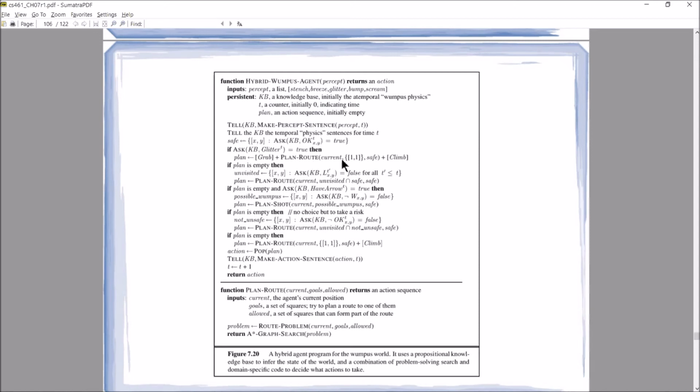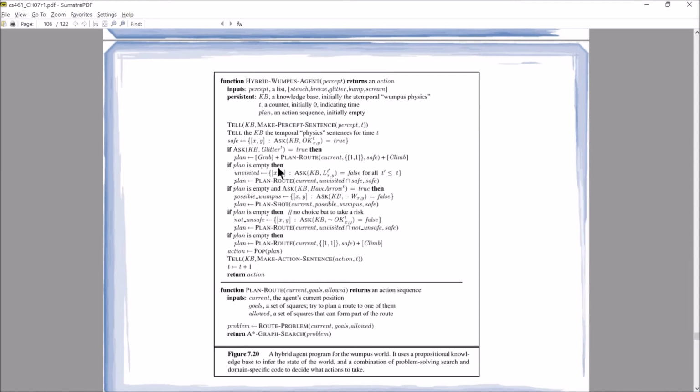I'm in the current location. I want to get to square 1, 1. I want to make sure that it's safe to go to, and I want to climb once I get there, right? So you're planning out this route, okay?